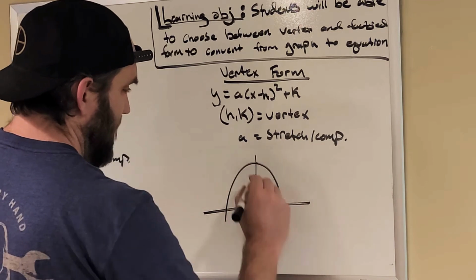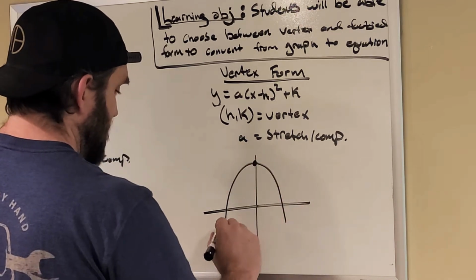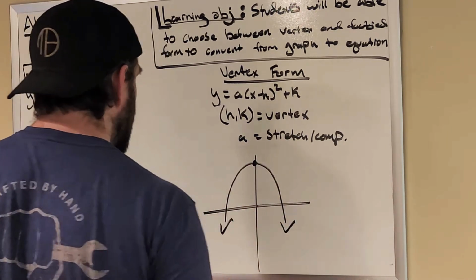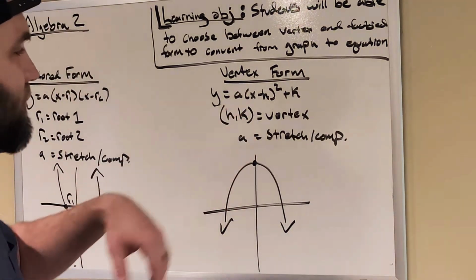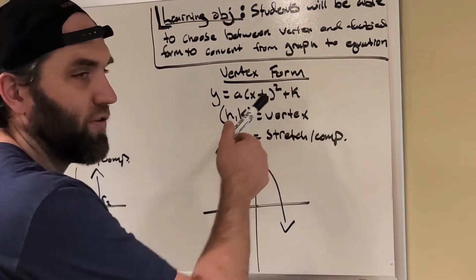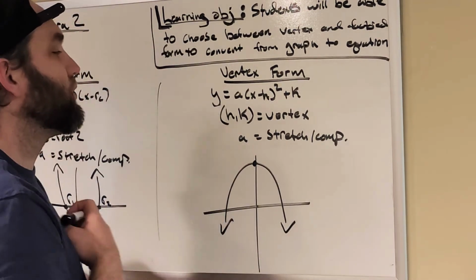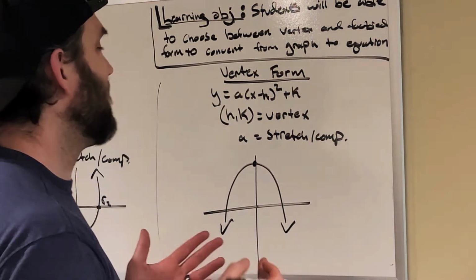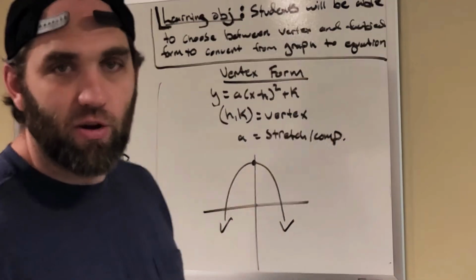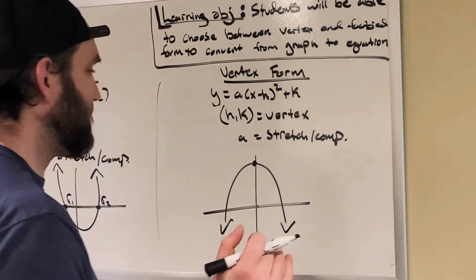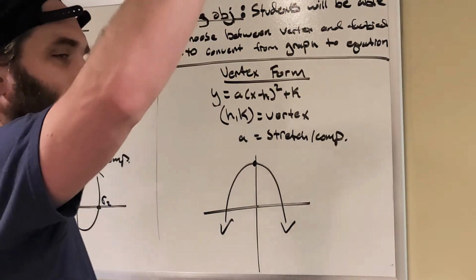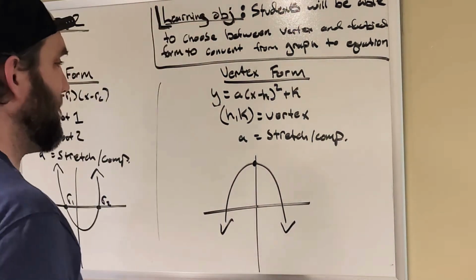Here, I have my parabola, vertex form. Let's go over what vertex form is. Vertex form is y equals a times x minus h squared plus k, where your h and your k are the vertex of the parabola, or the top point, your maximum point, or your minimum point.